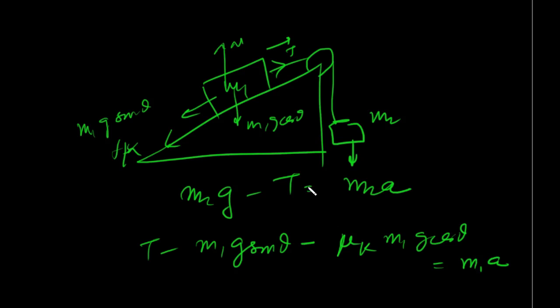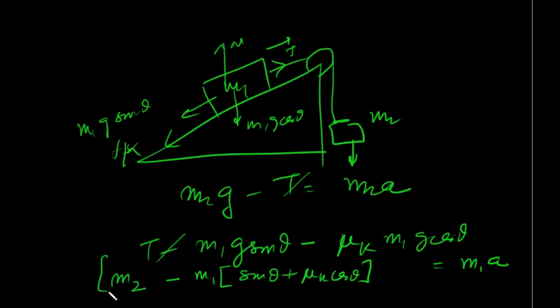We add these two, T gets cancelled out, so we have m2 minus m1 times sin theta plus mu k cos theta, whole multiplied by g divided by m1 plus m2. This is the acceleration.